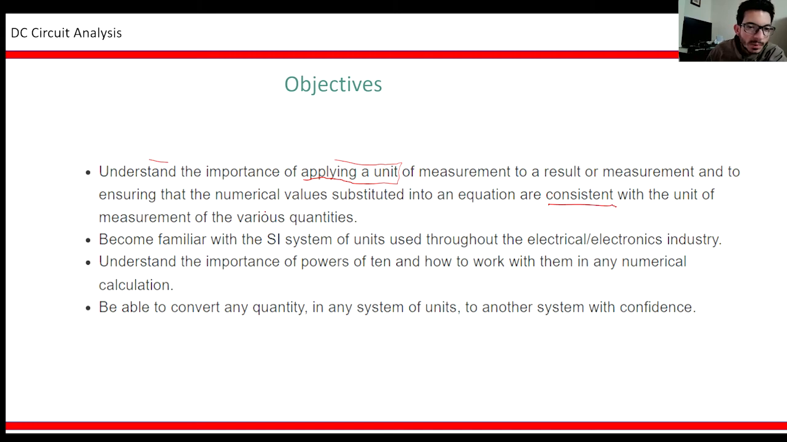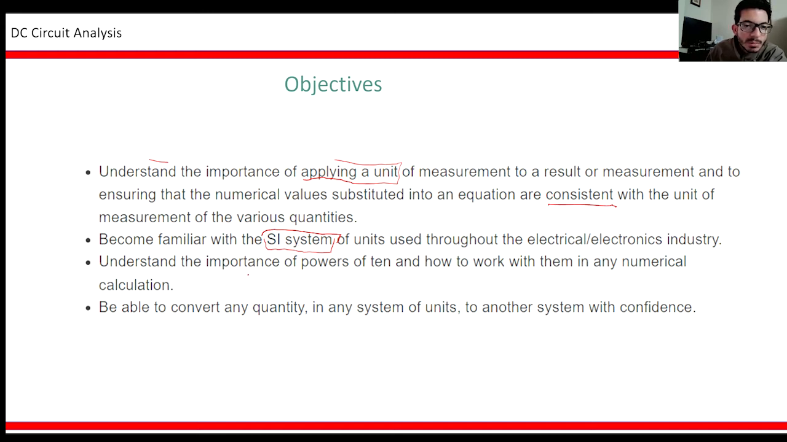Also, we want to become familiar with the SI system of units, because we know that we have the imperial system of units and the SI system. And this is used throughout electrical and electronics theory and industry a lot. So we're going to be reviewing the SI system, the International System of Units.